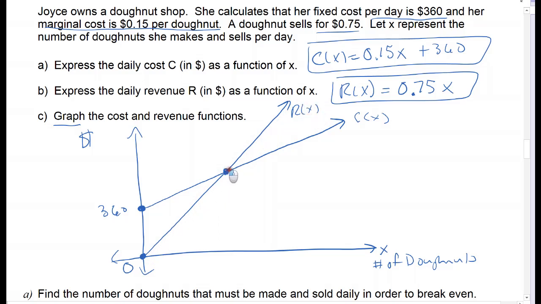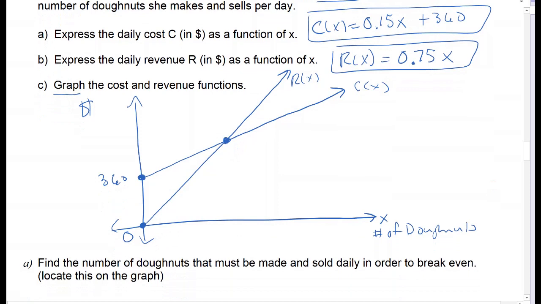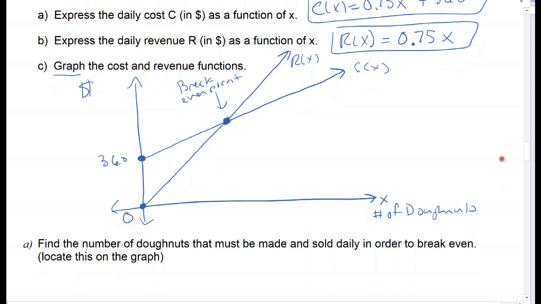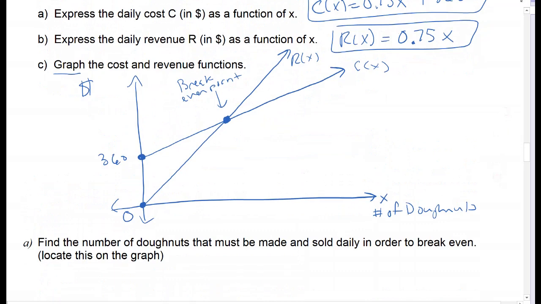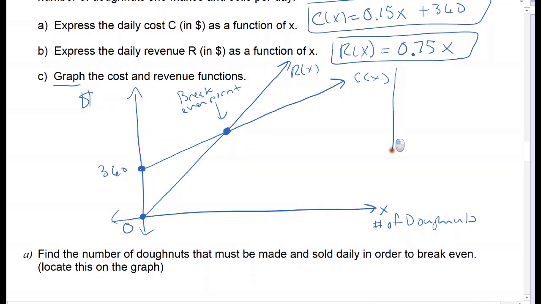And then this moment's what we're going to be looking for. That's the next one. Find the number of donuts that must be made and sold daily in order to break even. Well, that's what this point is. This is the break-even point. That's when revenue is equivalent to cost. And so we're going to solve that. I'm going to do my work over here for my break-even. So revenue equals cost. The revenue is 0.75x, set equal to the cost, which is 0.15x plus 360, and then solve for x.